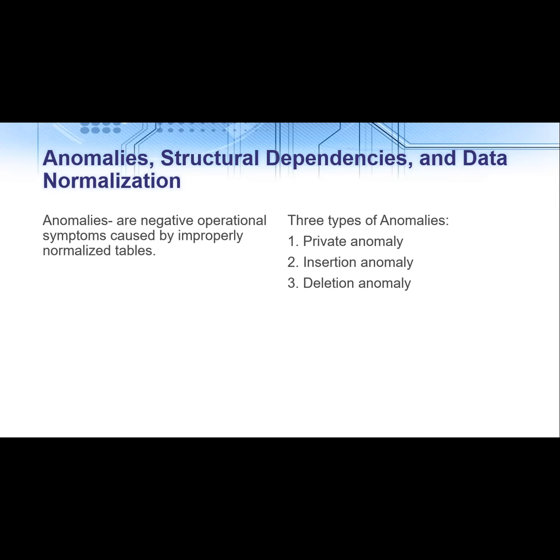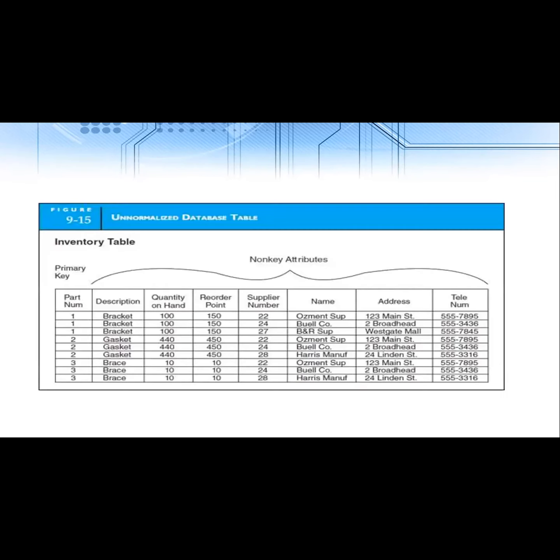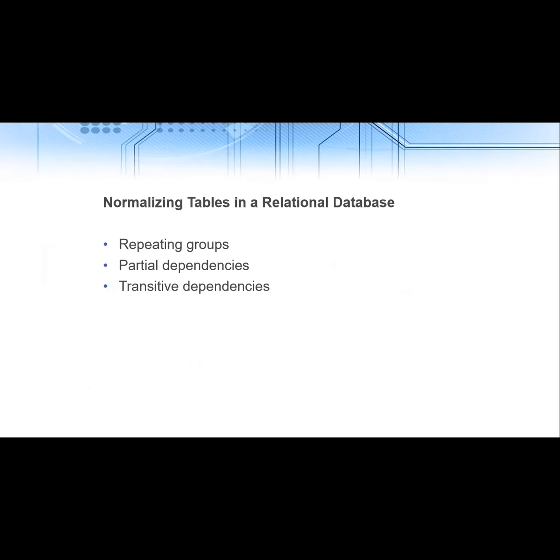The third one would be the deletion anomaly. The deletion anomaly involves the unintentional deletion of data from a table. This one is an example of a deletion anomaly.